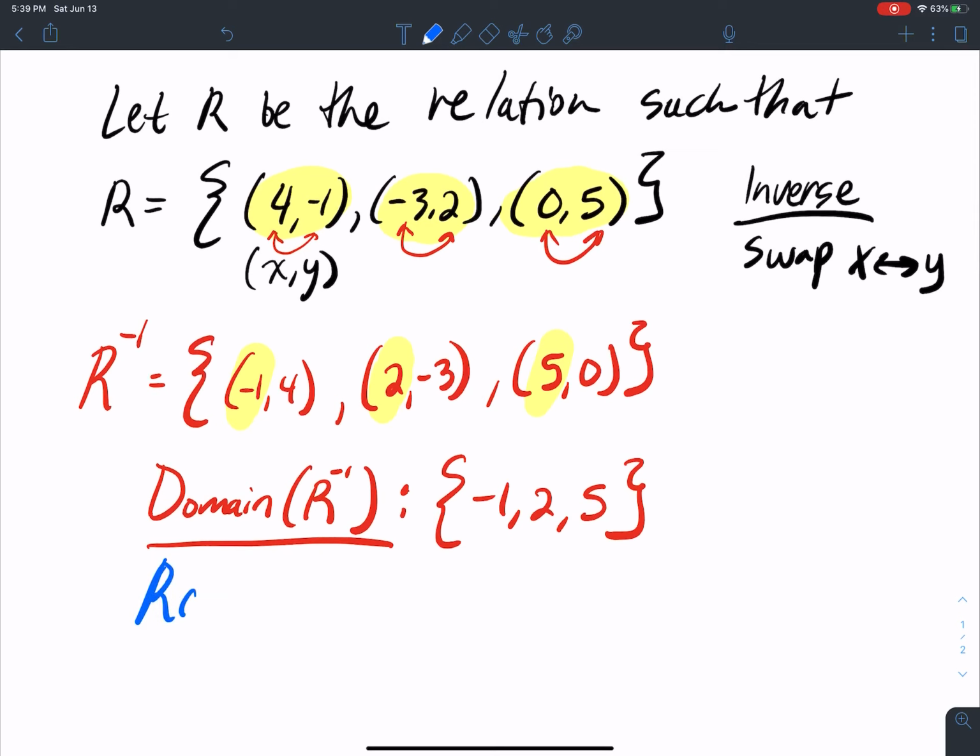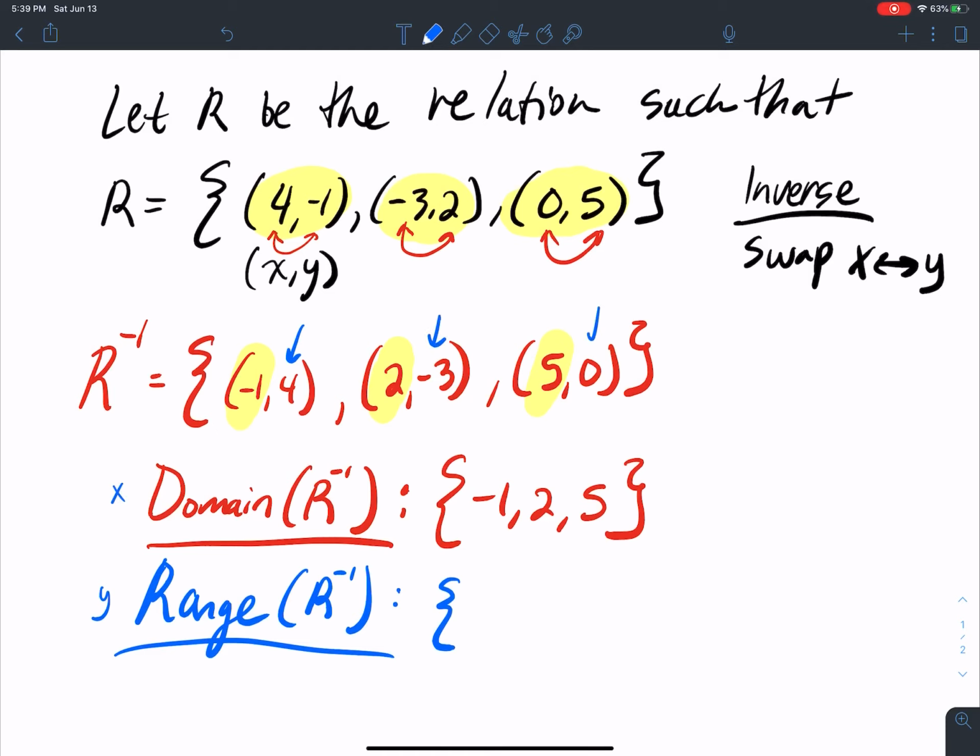All right, the range of our inverse, it's the y values. Those are the y's, these are the x's. So the y values are 4, -3, and 0. If you have any numbers that repeat, don't only write them one time. That's all you got to do.